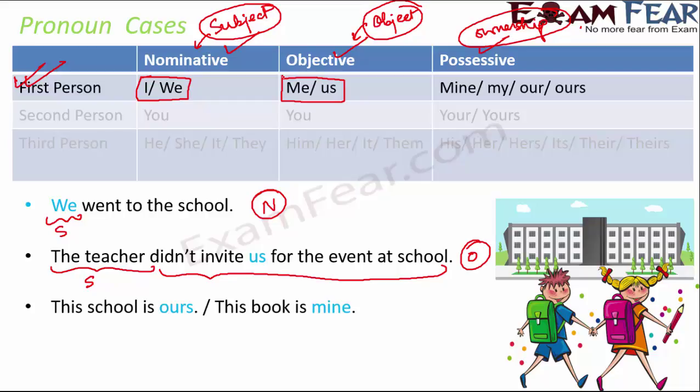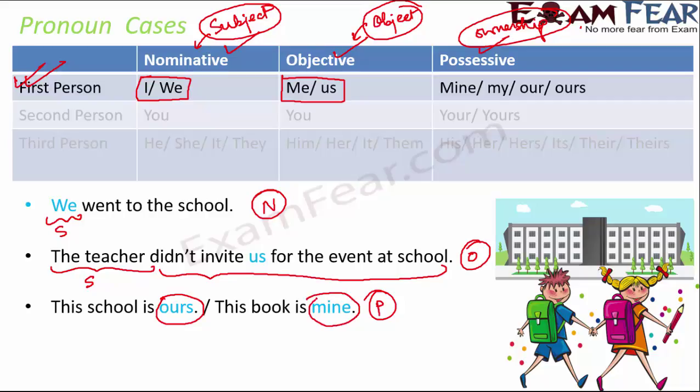Let's look at the third example. This school is ours. Now, when I say that this school is ours, what I actually mean is this school belongs to us. So it shows possession. Or when I say this book is mine, that means this book belongs to me. So again, it shows ownership or possession. So this is an example of possessive case. So in possessive case, the pronouns that are used are ours, mine. So these are the pronouns that we use.